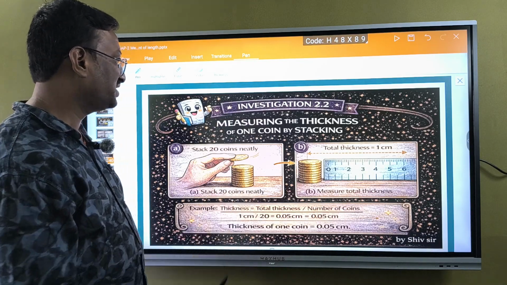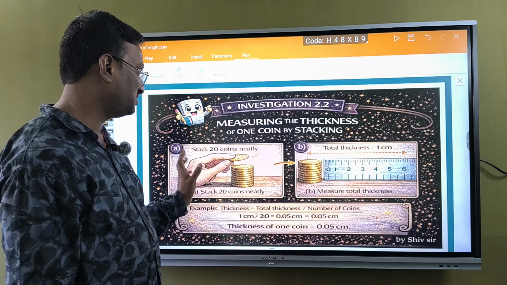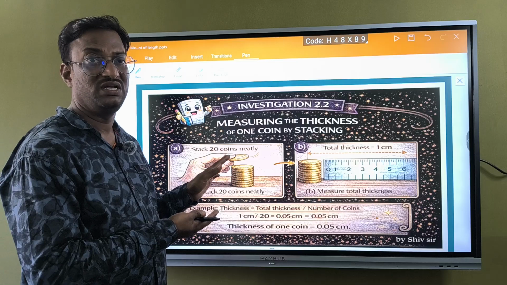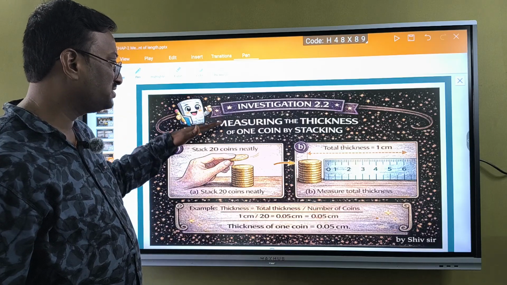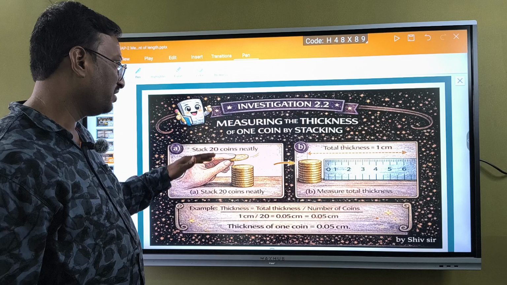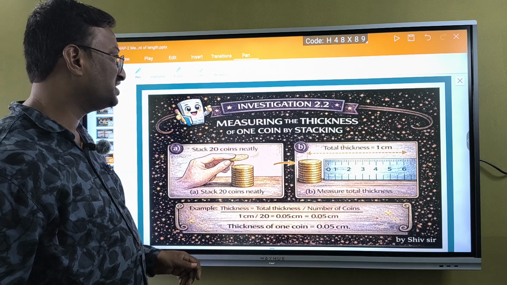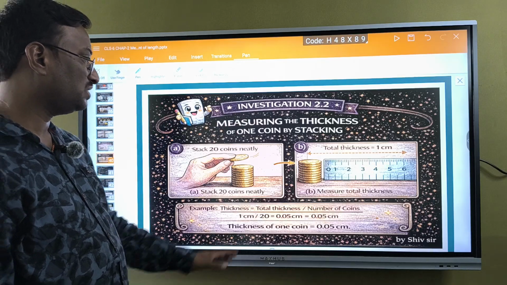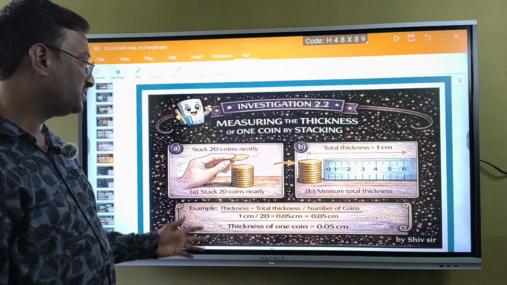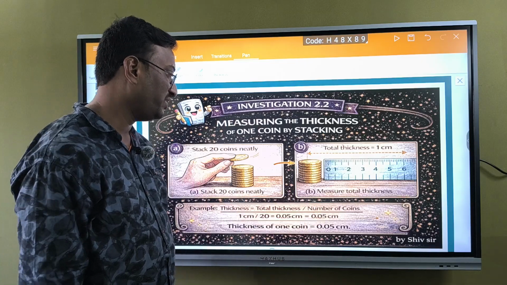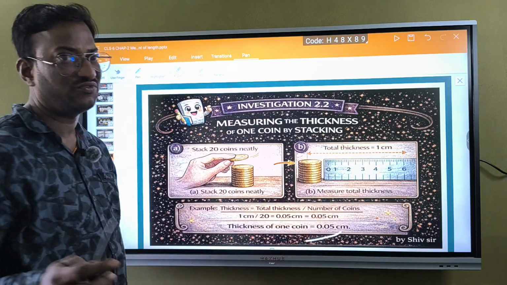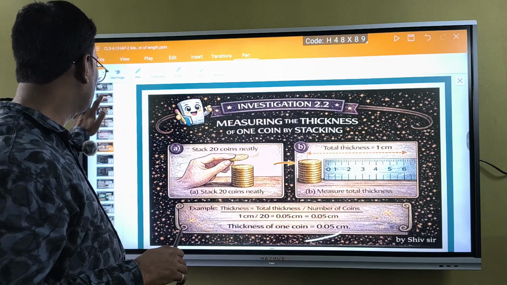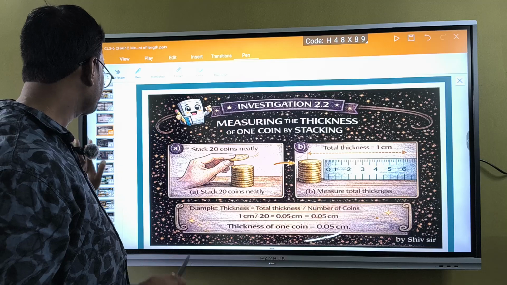Next one, measuring the thickness of the coin. Already we have discussed this, in terms of pages. In the same fashion, you put 20 coins together. Once again, the total thickness of the coins will be 1 centimeter. Measure the total thickness, divided by the number of coins. That is 1 centimeter by 20, which gives 0.05 centimeters. It is the same as what we measured with the bundle of papers. Likewise, we can measure.